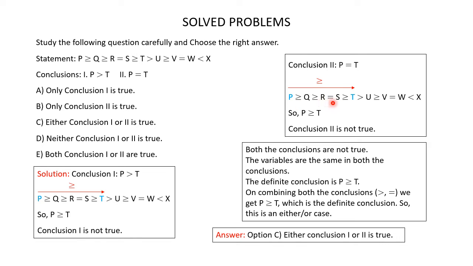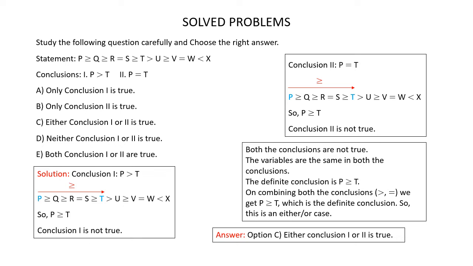So among these symbols, priority is given to the symbol greater than or equal to. So now the relation between P and T is P is greater than or equal to T. So the definite conclusion is P is greater than or equal to T. Now conclusion 2 is P is equal to T. This is not the same as the definite conclusion P is greater than or equal to T. So conclusion 2 is not true.